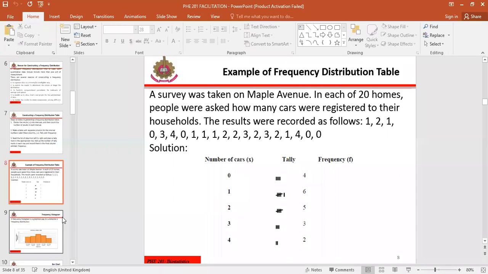Now, this data can as well be represented on a histogram. We call it a frequency histogram. It can as well be represented in a bar chart. It can be represented in a pie chart. It can be represented in a frequency distribution, which is the one that we have done now. Now, let me take you through those other ones too, so that you get it better.